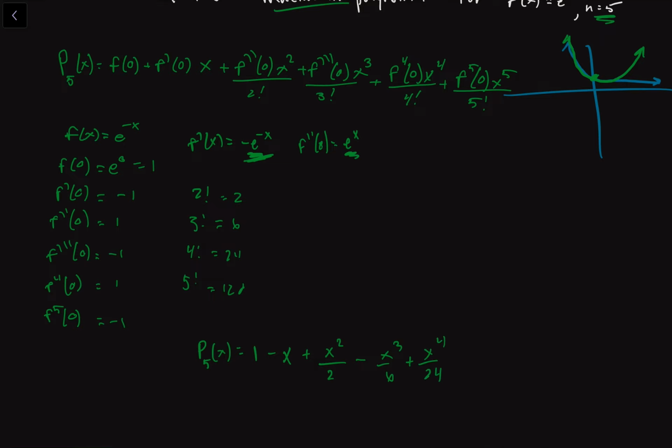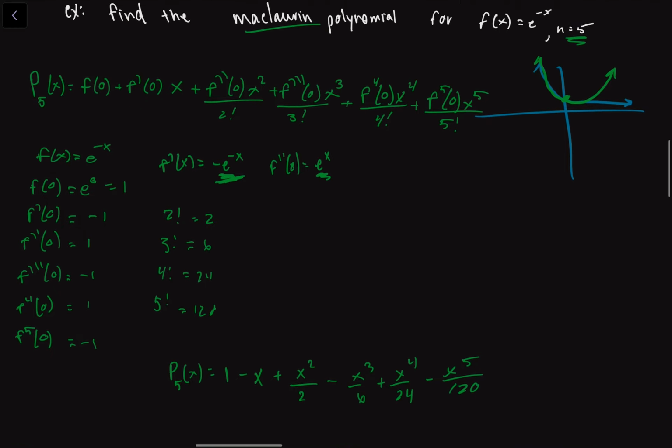So once again, the fourth derivative evaluated at 0 for us was 1. So here's a 1 right here that I didn't put, times x to the 4, and we're dividing by 4 factorial, which was 24. Finally, for the last term, it will be this. So this is a very good approximation of e to the negative x.